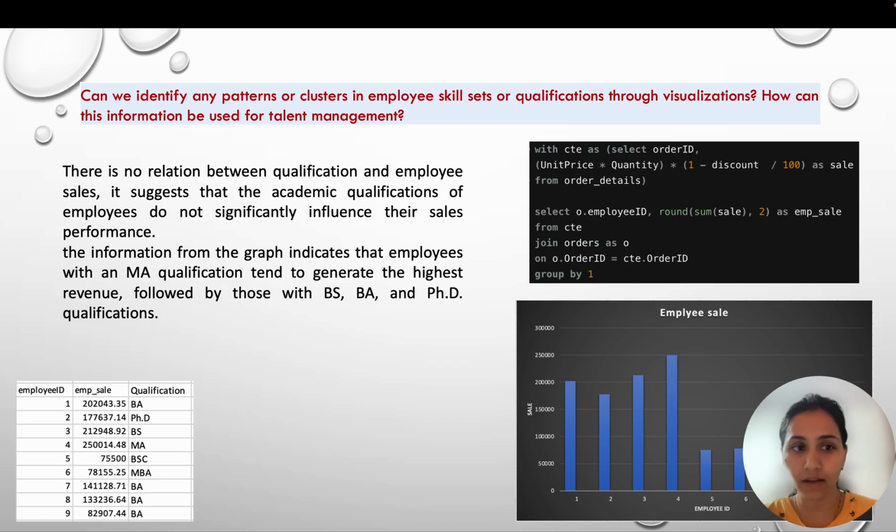So from this I have created a bar chart of the sale and employee ID, from which we can see that employees 4, 3, and 1 generate the maximum revenue, but their qualifications are BA, BS, and MA, which shows no correlation with their qualification. So we can see that there is no pattern or cluster between their employee skills and their performance.